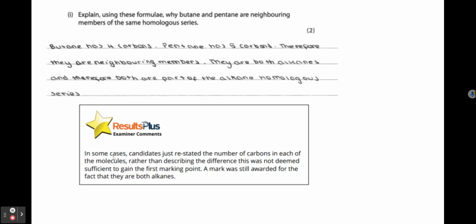And it says in some cases, candidates just restated the number of carbons in each of the molecules rather than describing the difference. So this wasn't deemed sufficient to gain the first marking point, but they still got a mark for saying that they were both alkanes. So you can't really just say the number of carbon atoms. You need to say that they differ by a carbon, or they differ by a CH2 group.